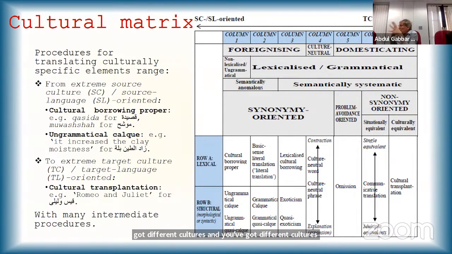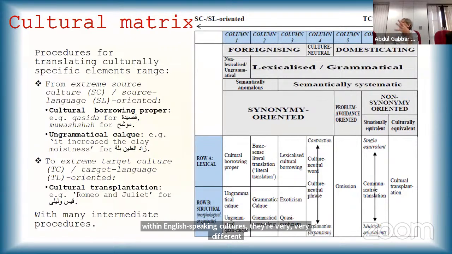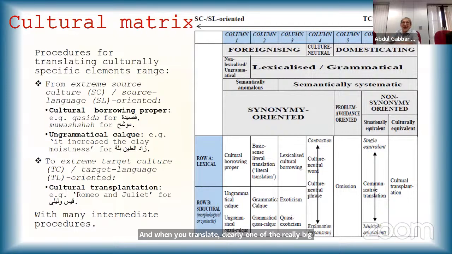And when you translate, clearly one of the really big challenges is what do you do with culture? Well, this is an attempt to expand Harvey and Higgins' view of what you can do with cultures. I'm not going to go through this, obviously, but you've got a couple of extremes. At one end, you've got the cultural borrowing. So if you have qasida, you translate it as qasida. If you have muwashsha, translated as muwashsha, that's a cultural borrowing.